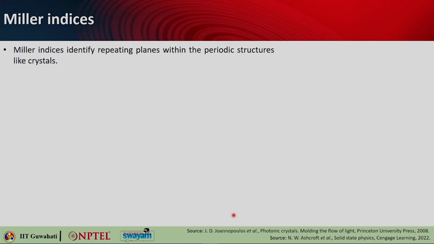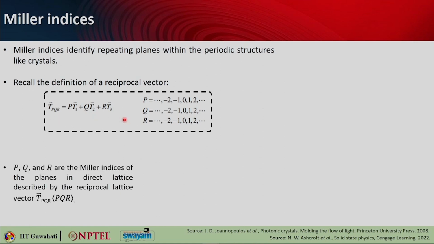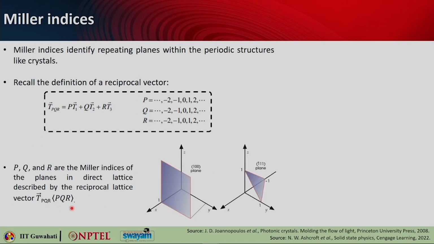And the next important thing is how to define the different planes using Miller indices. Now Miller indices identify repeating planes within periodic structures like crystals. So if you look into the definition of the reciprocal lattice vector, this is how we have defined just now. So P, Q and R can be called the Miller indices of the planes in the direct lattice, which is described by a reciprocal lattice vector PQR. So let's see how it works.